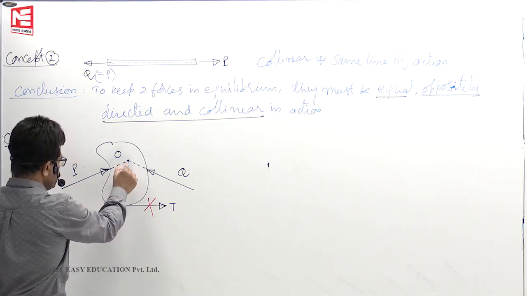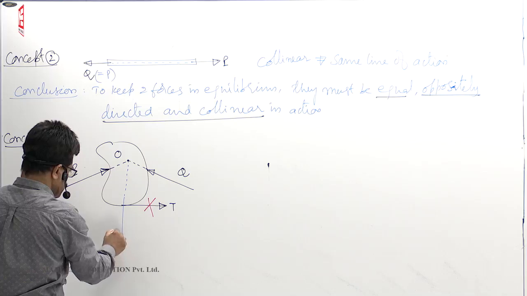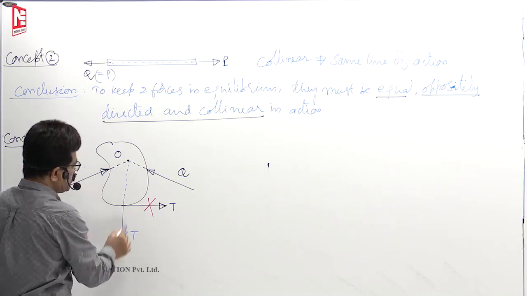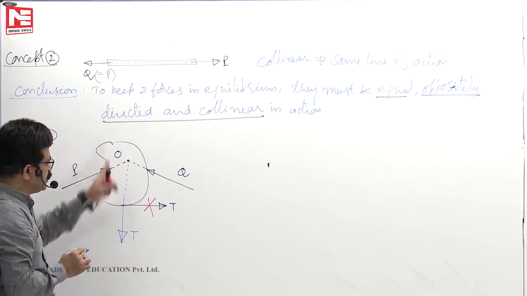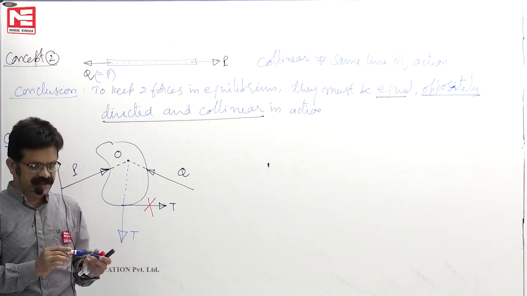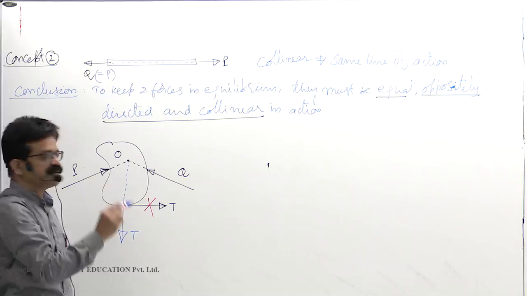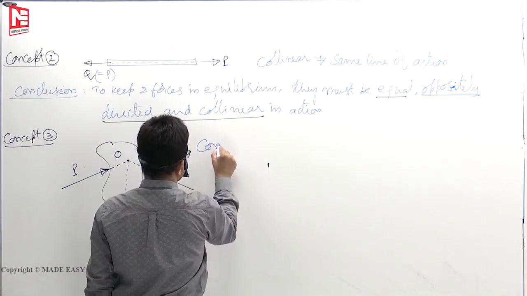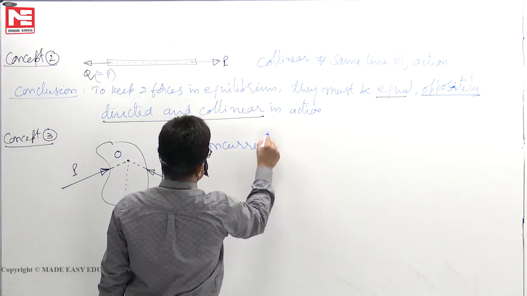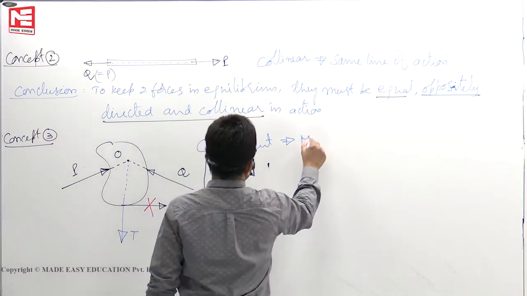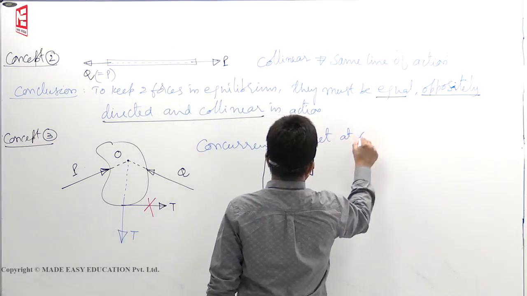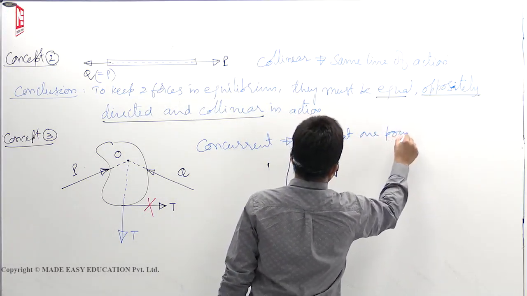The T has no choice. It has to be in this direction only, like this. It must pass through O only. Then T also will give 0 moment. That means to keep three forces in equilibrium, they must be concurrent. Concurrent means meet at one point.